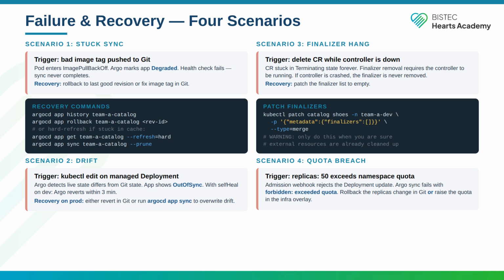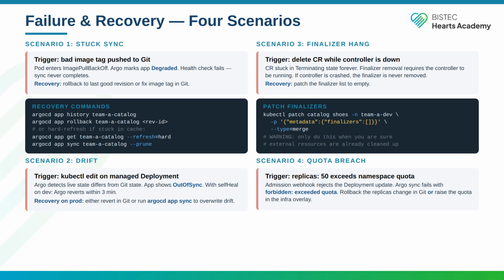Scenario 3. Finalizer hang. Delete a catalog custom resource while the controller is not running. The resource enters terminating state and stays there. The finalizer removal requires the controller to call the remove finalizer function and update the object.